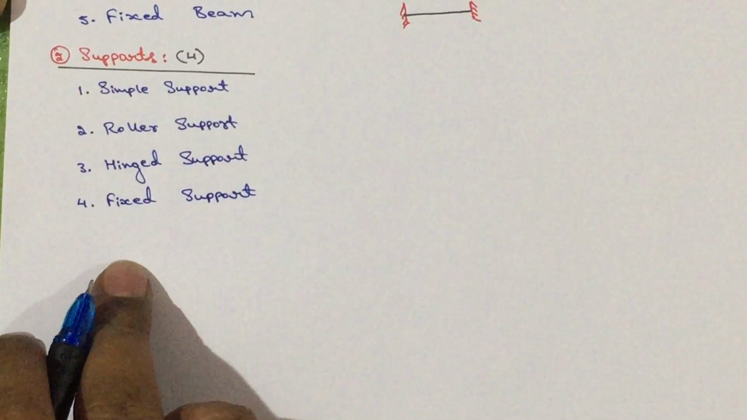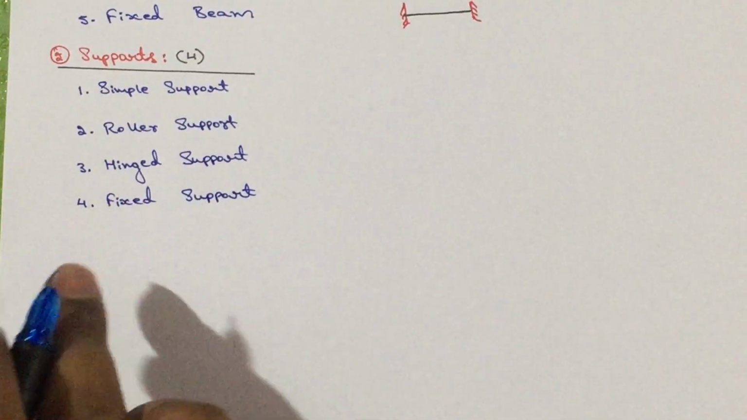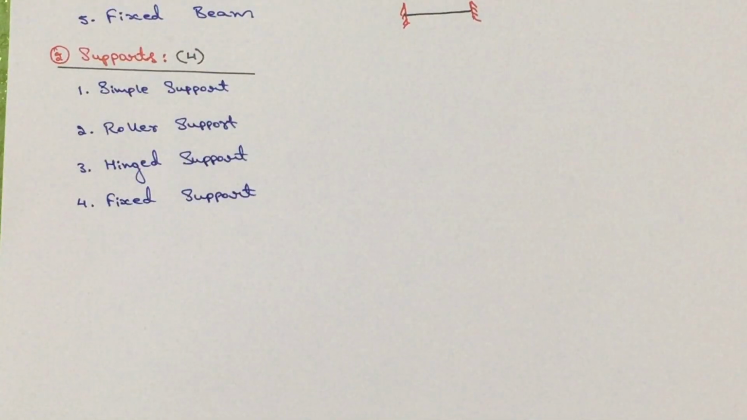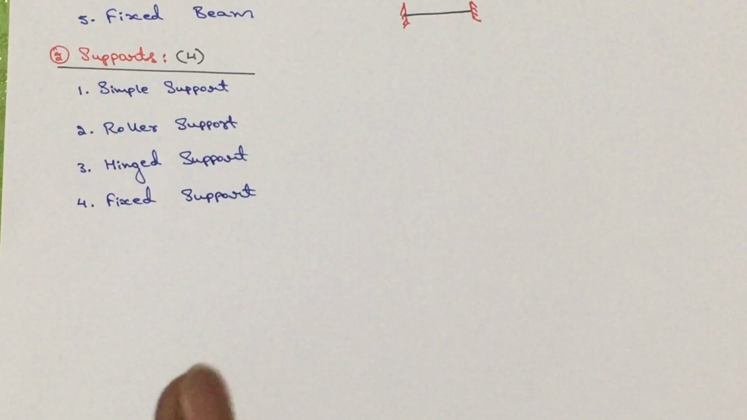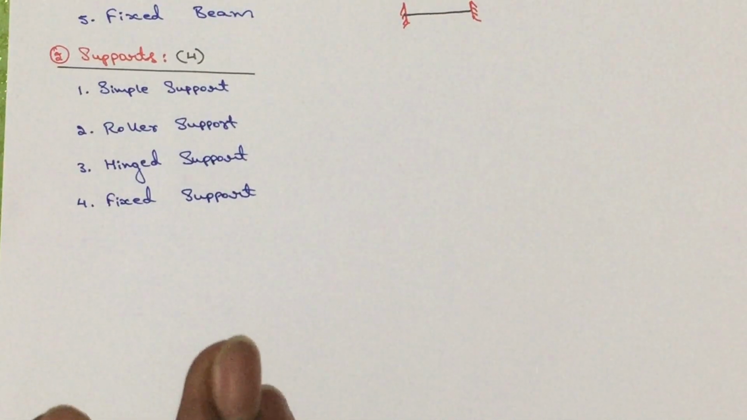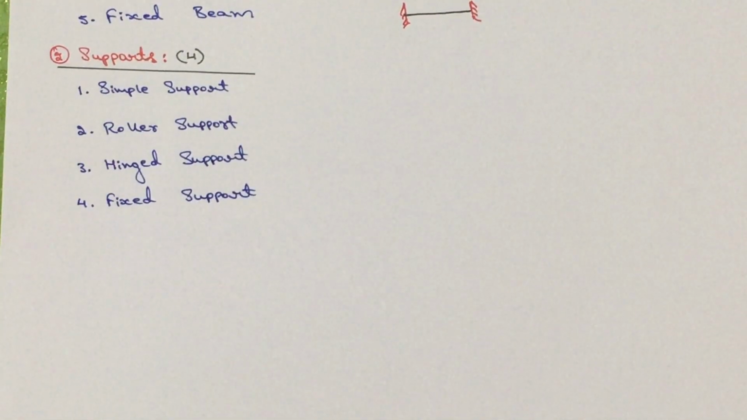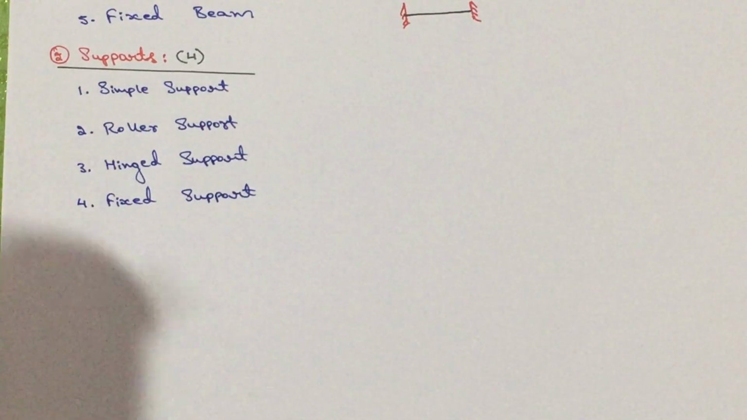We have 4 types of supports: simple, roller, hinged and fixed. Now let us link it. Each support will produce different types of reactions. So let us look into that. Generally we have 3 reactions that will move in horizontal direction, vertical direction and rotational direction.